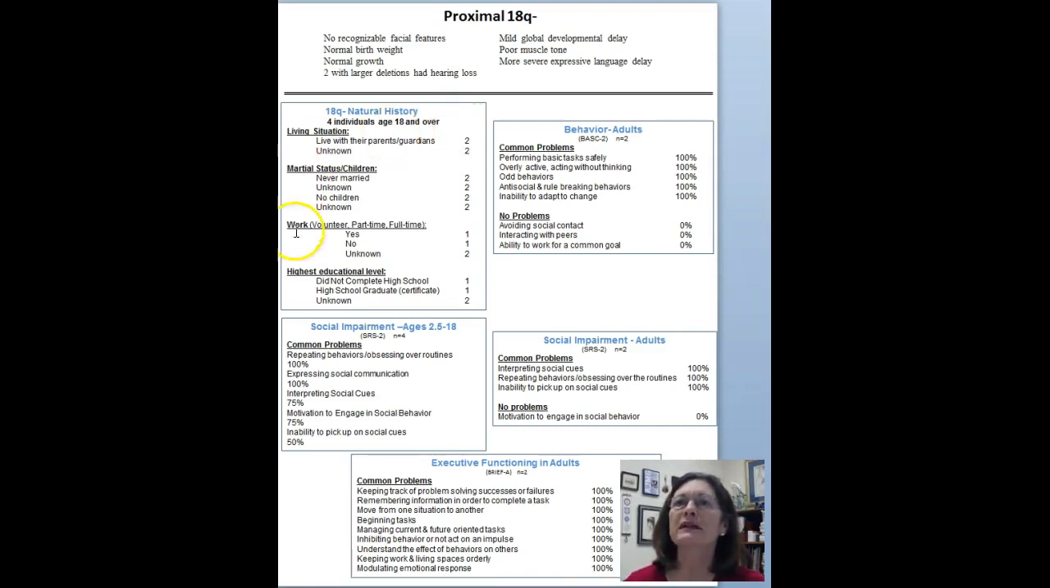But natural history, I think, is self-explanatory: about the current, as of June of 2017, their living situation and their educational level. We also have information about behavioral skills. And again, in this group, adults, it's only 2 people. And social impairment in the children are shown here, and adults, and then executive functioning in adults.